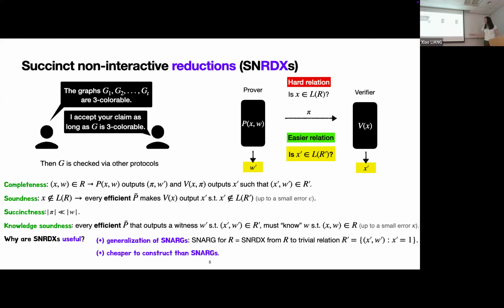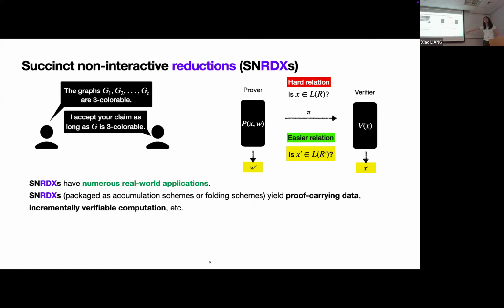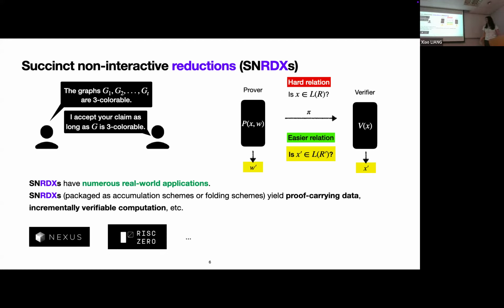More general. I guess it's to lead to the next point, which is it actually has some additional applications compared to SNARKs. So it can also be packaged as accumulation schemes or folding schemes, yielding proof-carrying data like incrementally verifiable computation, and etc. So because of these additional applications, it is really interesting for us to study its post-quantum security. So just some examples of where reductions are used.